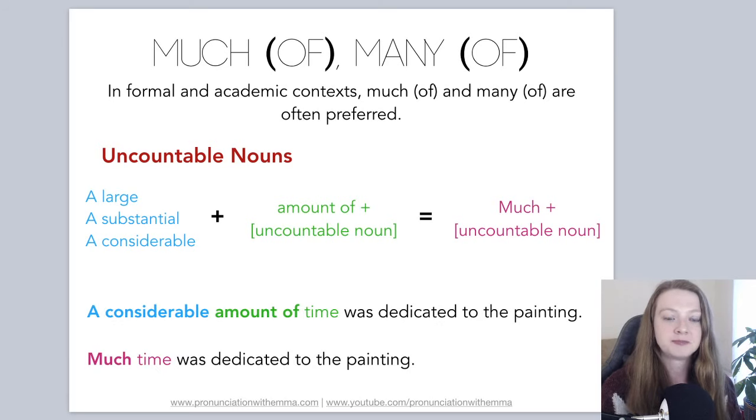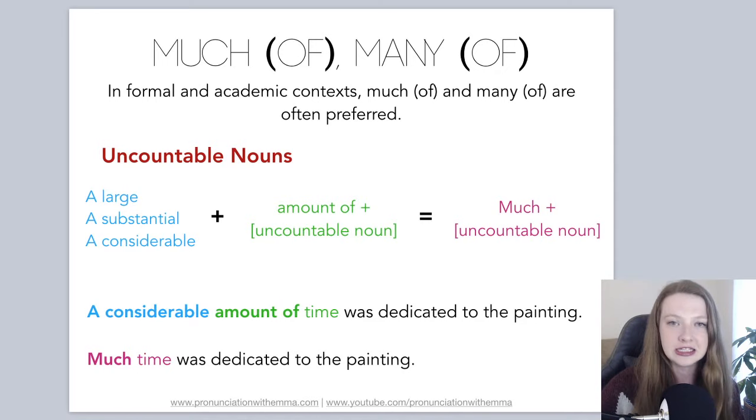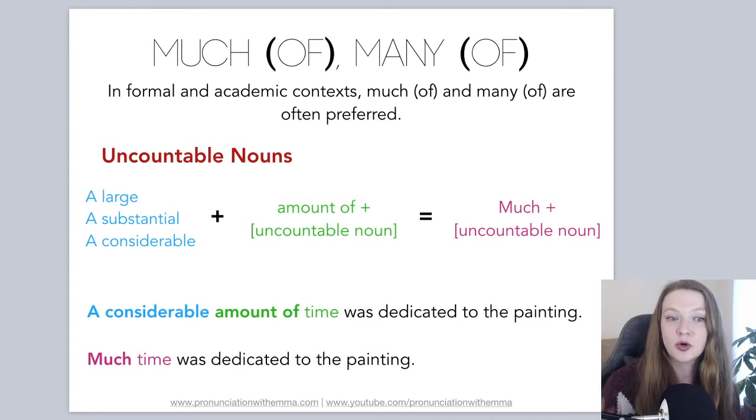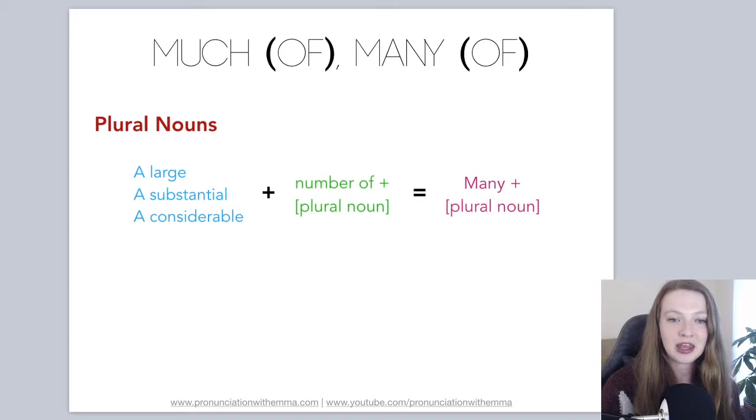So I could say a considerable amount of time was dedicated to the painting, or much time was dedicated to the painting. Now, it just sounds a little bit more formal if you say much time, as if we were to compare it to, for example, a lot of time was dedicated, or lots of time. It sounds a lot more informal. By using much time, it sounds more formal and more academic.